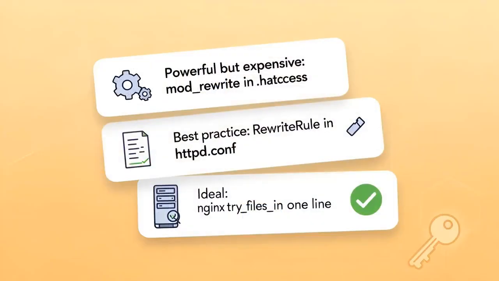So here is the rule of thumb. mod_rewrite is powerful but expensive when spread across .htaccess. Prefer Redirect and RewriteRule inside httpd.conf for any server you control. Reserve .htaccess for shared hosting where it is your only option. And if you are starting fresh, look at Nginx try_files first. One line replaces a wall of RewriteConds, and the performance question never even comes up.